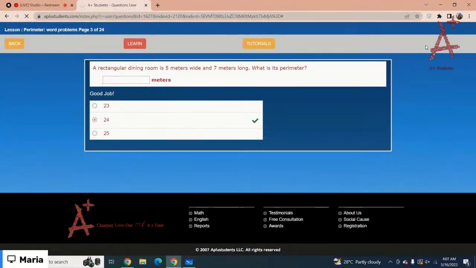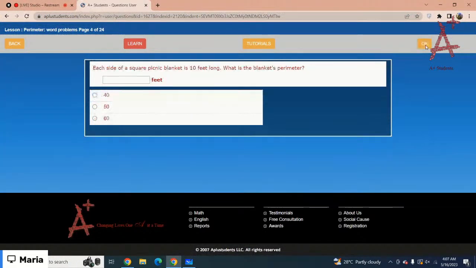Okay, the next one is: each side of a square picnic blanket is 10 feet long. What is the blanket's perimeter? So which is the correct option? Each side is 10. A square has four sides. You have to add 10 plus 10 plus 10 plus 10. It would be 40. When you add all four sides, it would be 40.